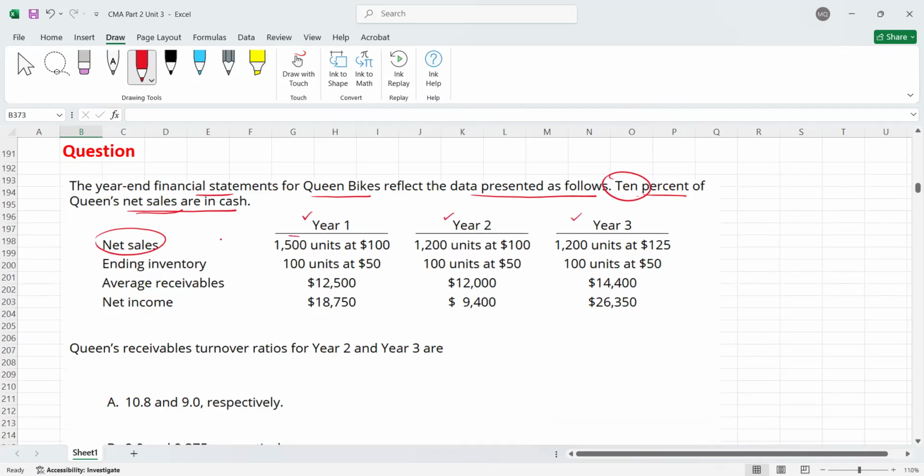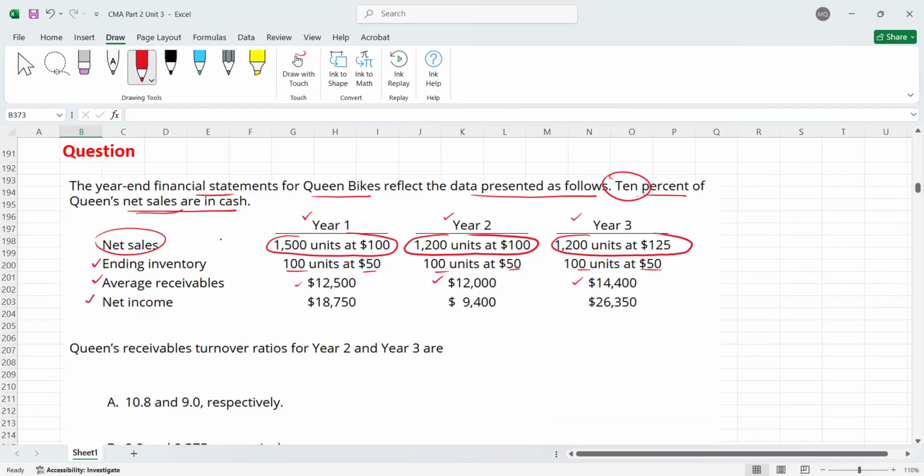We sold in year one 1500 units at 100 each. In year two, we sold 1200 units at 100 each. In year three, we sold 1200 units at 25 each. Ending inventory for each year, 100 units at 50. We got average receivables. Guys, you are not required to calculate average receivables. It is given: 12,500 for year one, 12,000 for year two, 14,400 for year three.